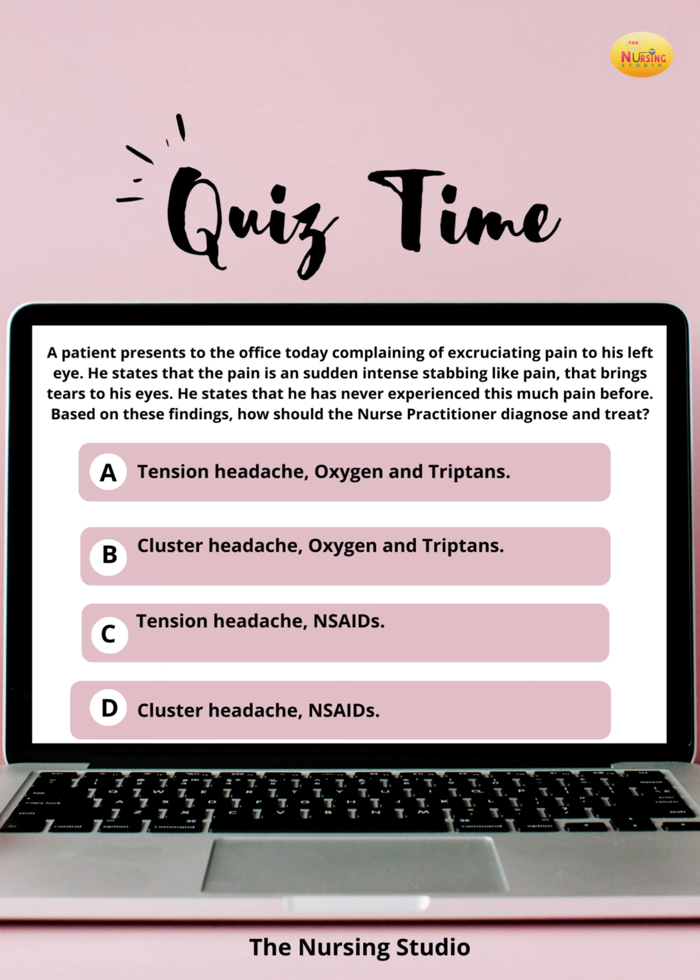So you can rule out A and C in this category, right? Now you need to think, how do I treat cluster headaches? In cluster headaches, you prescribe oxygen as well as triptan. So your answer here is B. Remembering with tension headaches, we don't use oxygen and triptans to treat, we use NSAIDs. So your answer is B.